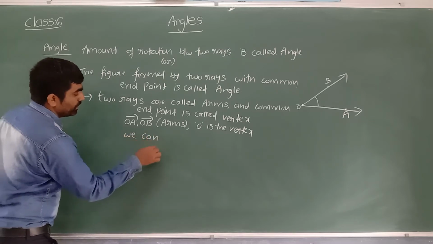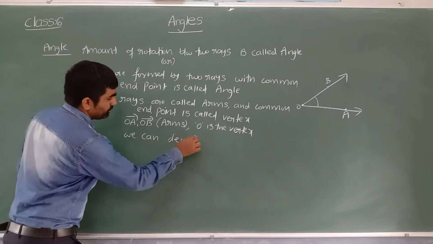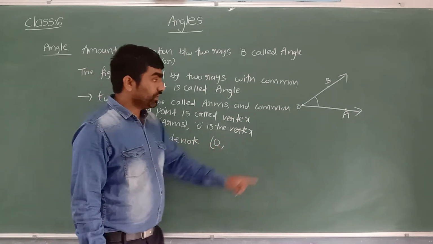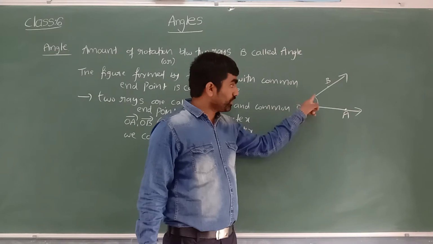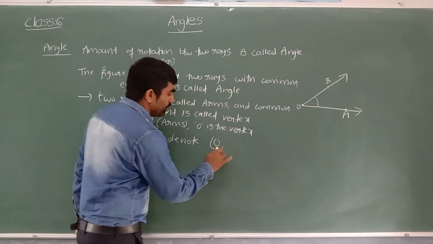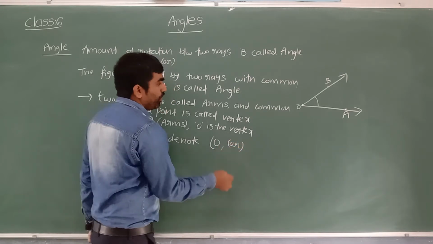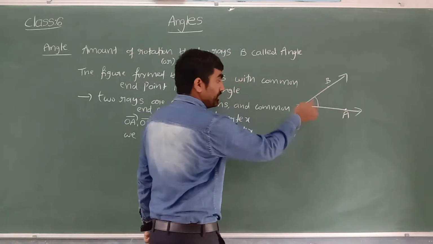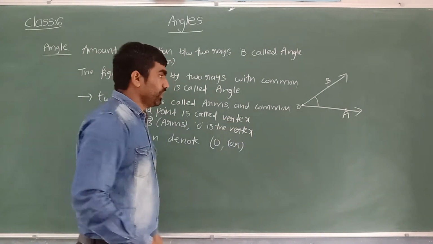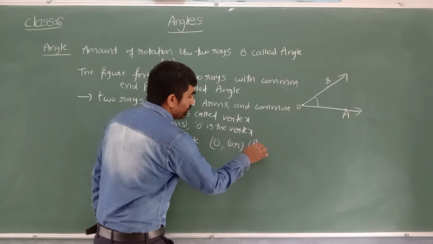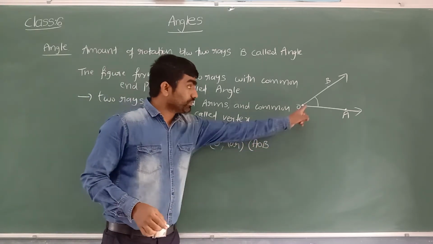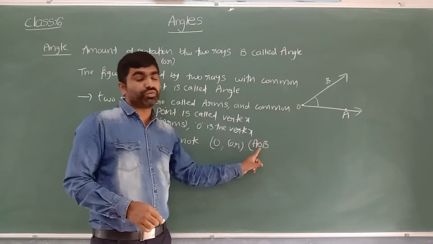How can we represent that? We can denote it simply as angle O. Near the vertex O, we can see the rotation here. So we can write angle O, or, more specifically, angle AOB. This angle can be represented with a single alphabet or with three alphabets. But make sure that when you represent it with three alphabets, the vertex is in the middle of those three alphabets.